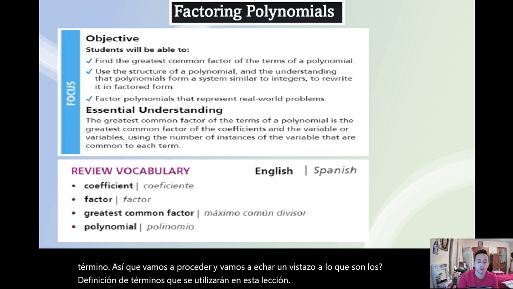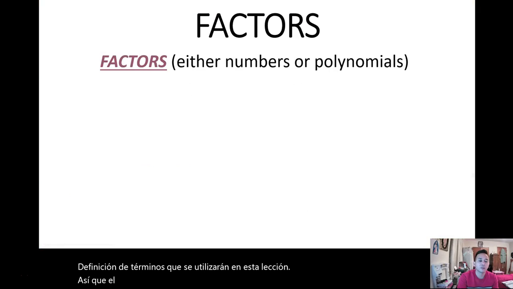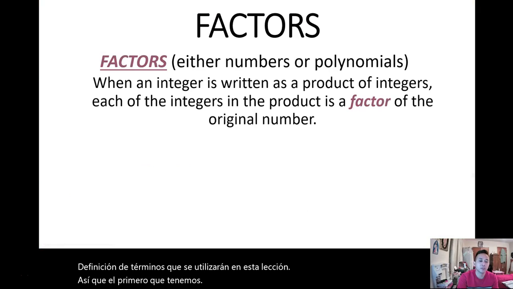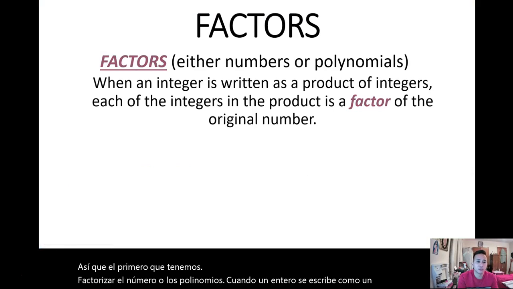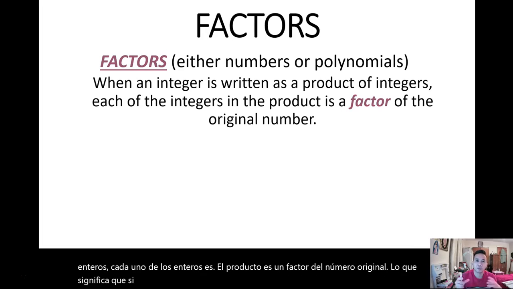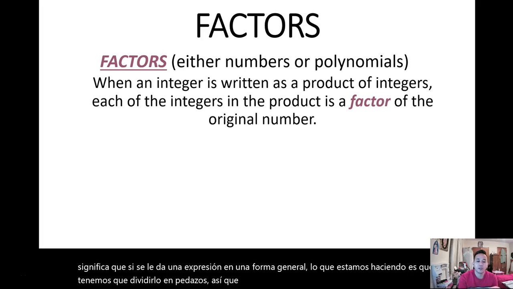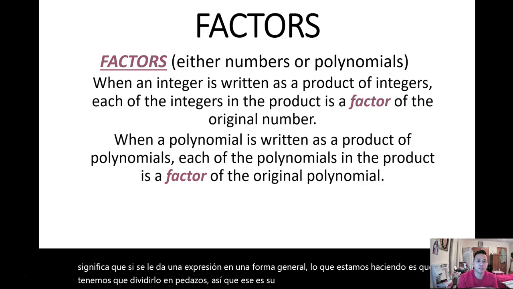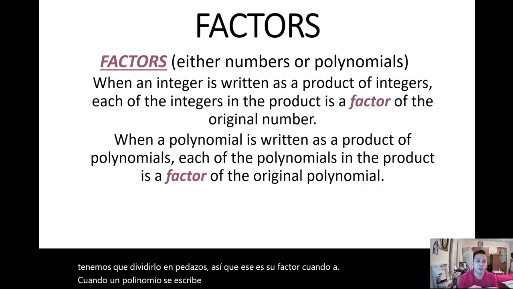So the first one, we have factor, either a number or polynomial. When an integer is written as a product of integers, each of the integers is a factor of the original number. Meaning, if you are given an expression in a general form, what we are doing is breaking it down into pieces. So that's your factor. When a polynomial is written as a product of polynomials, each of the polynomials in the product is a factor of the original polynomial.